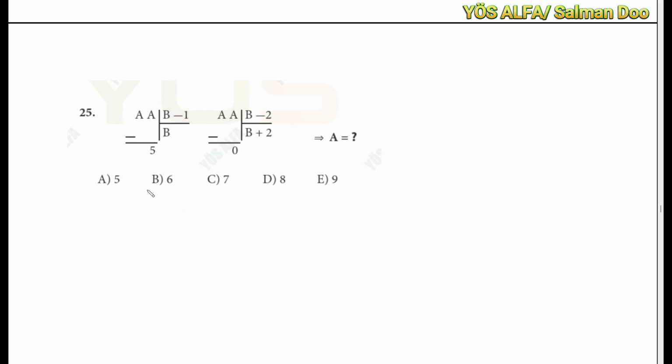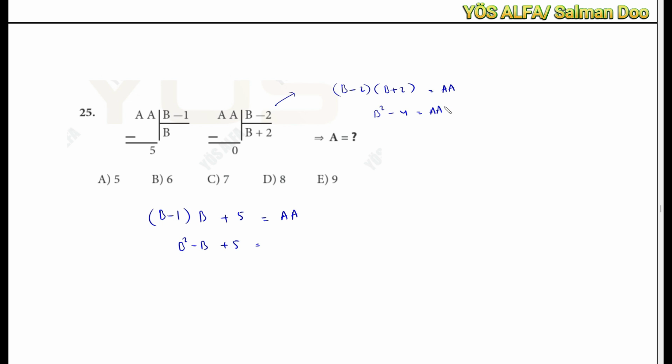We know that the multiplication of the divisor and the quotient plus the remainder is equal to the dividend. So we also have the same relation over here. B minus 2 times B plus 2 plus 0 is equal to AA. So from here we have B squared minus 4 is equal to AA. From here we have B squared minus B plus 5 is equal to AA.